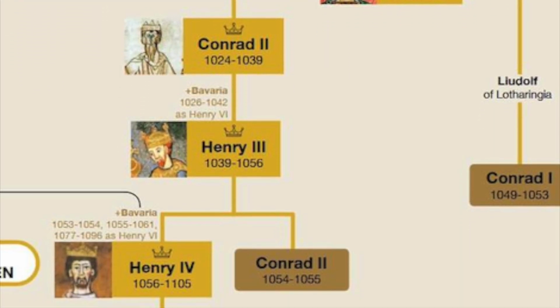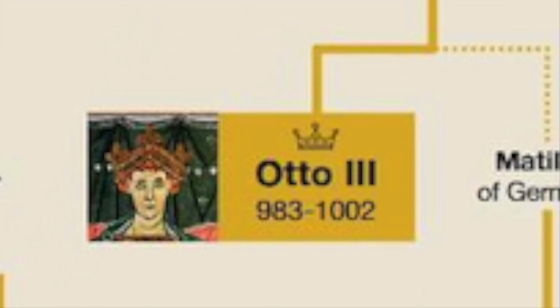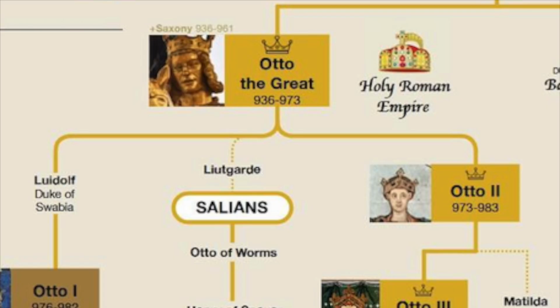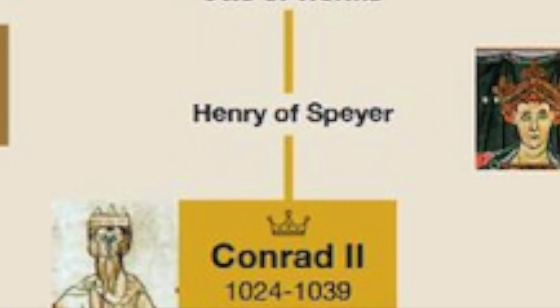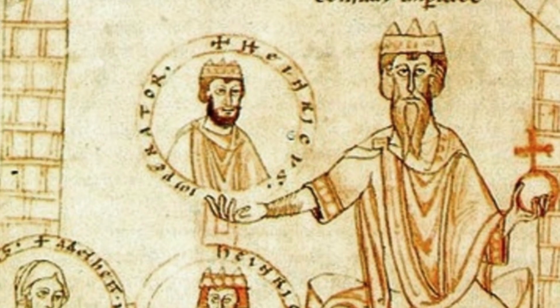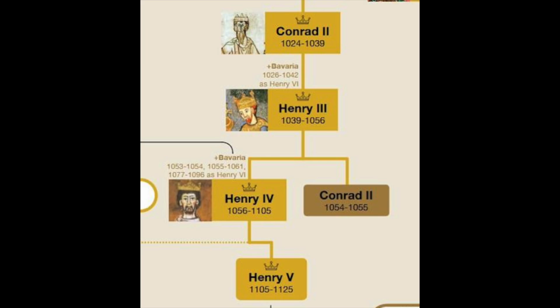There were 3 direct descendants in Otto's line that would become Holy Roman Emperor: Otto II, Otto III, and Henry II, who died childless. Conrad II, a descendant of Otto I, was elected as the new king in 1024 and became Holy Roman Emperor in 1027. His line would continue for over 100 years until the death of his descendant Henry V.